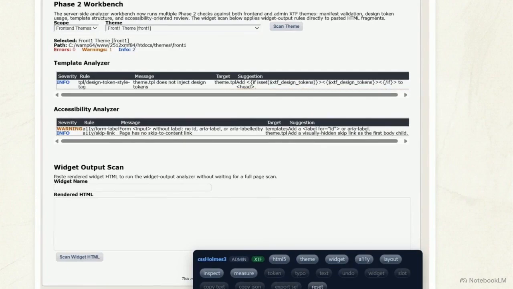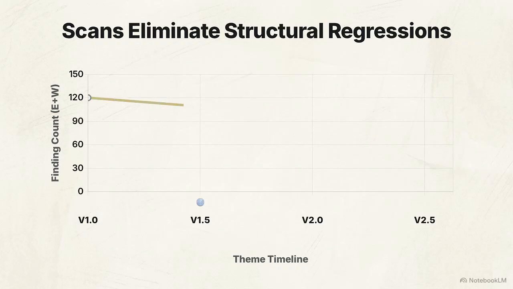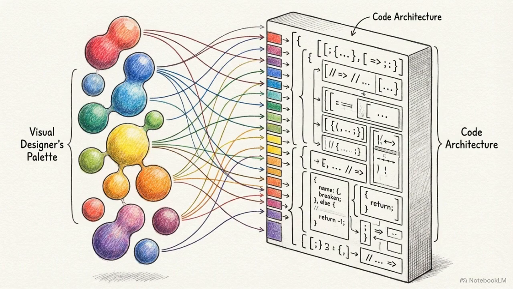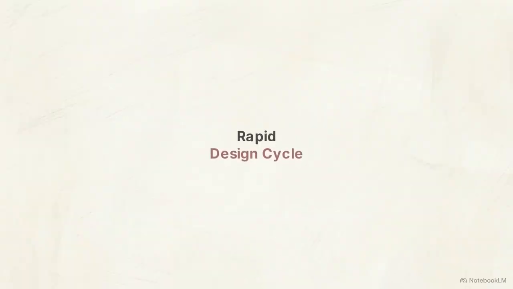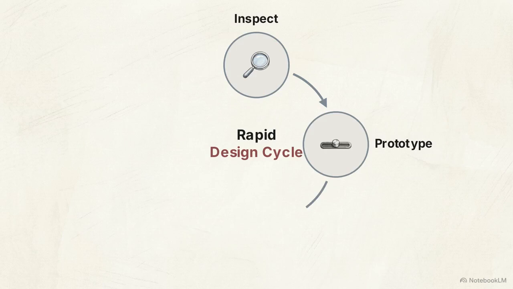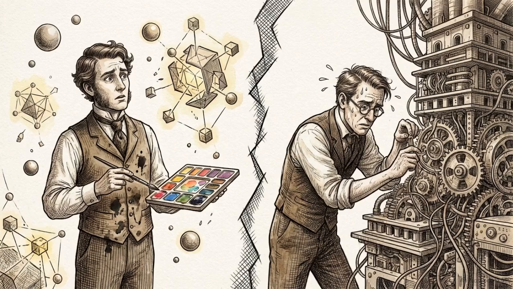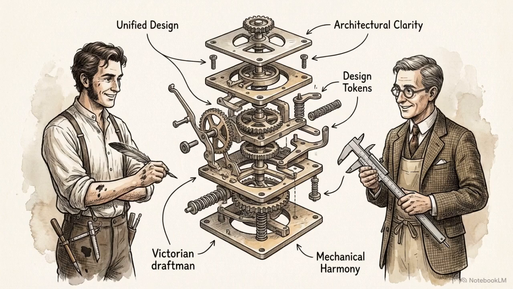Keeping a history of these workbench scans allows your team to track structural regressions over the entire lifetime of the theme. This export and patch sequence successfully translates visual designer experimentation into exact deployable instructions for developers. This diagram outlines the rapid design cycle. You inspect the layout for hard-coded flaws, prototype safe tokenized fixes, export the specific widget context, and generate a precise backend patch. Following this exact workflow permanently eliminates the communication gap and guesswork between visual designers and backend developers.